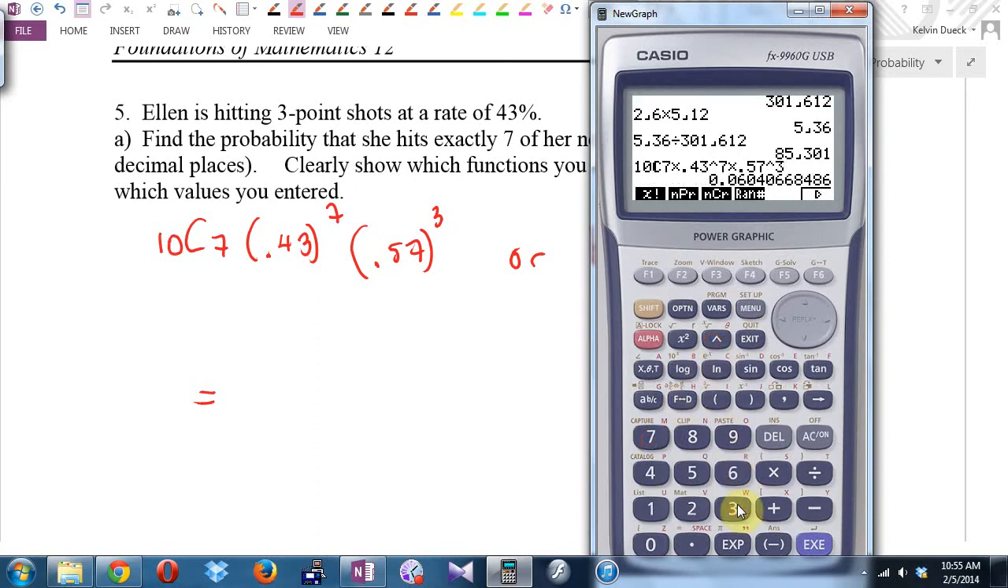Do you get 0.0604? Did you get that? How many decimal places did I say to go to? 4? Yeah. 0.0604. You know what? 43%, even though that's really good shooting, going 7 for 10, even among the pros, does not happen very often. Okay?